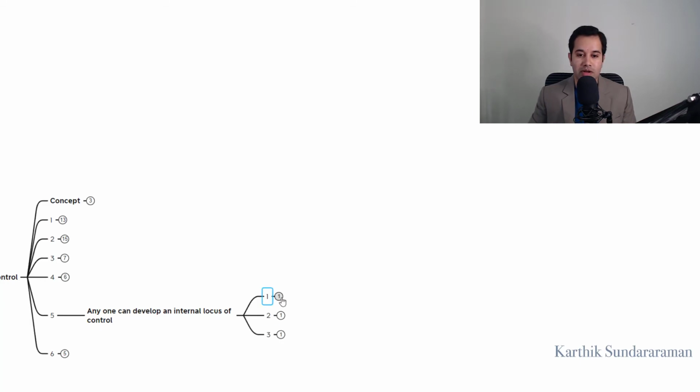Let's see what's coming under this. First one is focusing on what can be controlled. Instead of just thinking about all the things that you cannot control, just look at what are the things that you can control. It can be better time management. It can be having better focus. It can be better eating or sleeping habits. All these things are in your control. Let's try out these things and see how that's helping you improve.